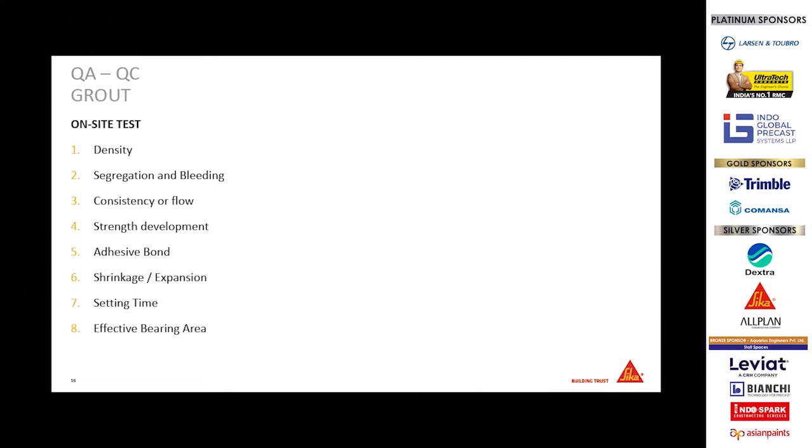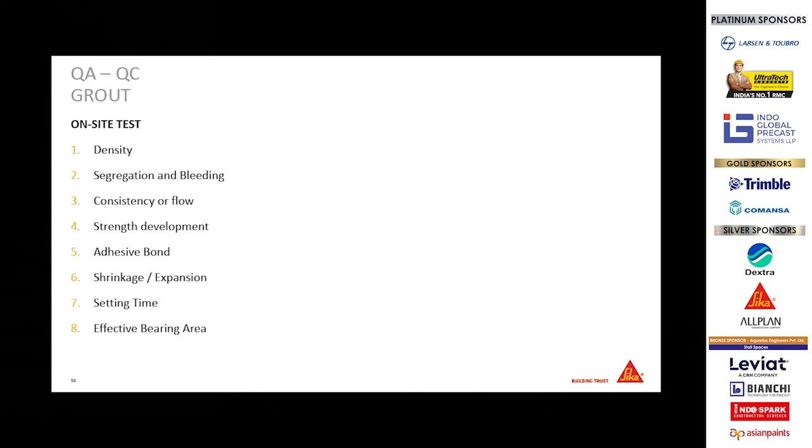These are very, very simple, easy to do kind of testing. Like one is the density test. Second is the segregation and bleeding, the consistency of flow, strength development, adhesive bond, shrinkage expansion, setting time, effective bearing area. Every one of these tests is possible at site level. So whenever you are using any grout material, please ensure that you have a record of each and every parameter.